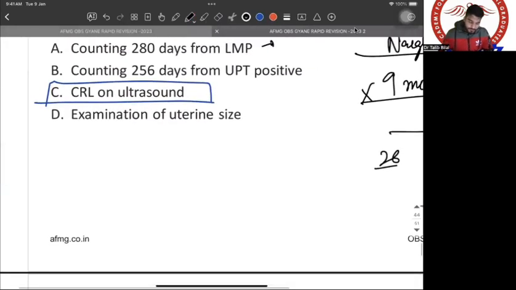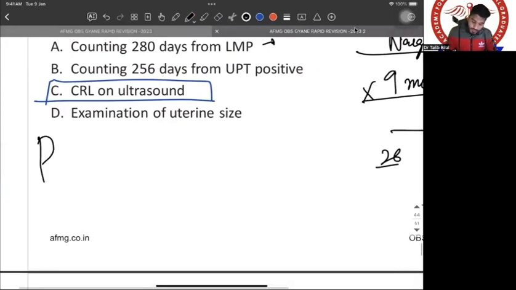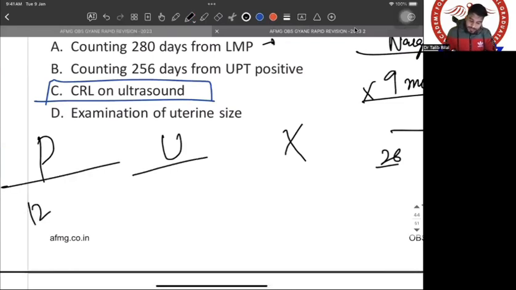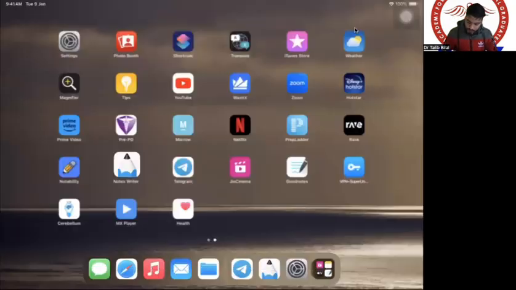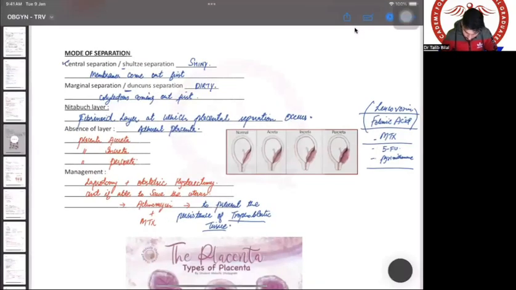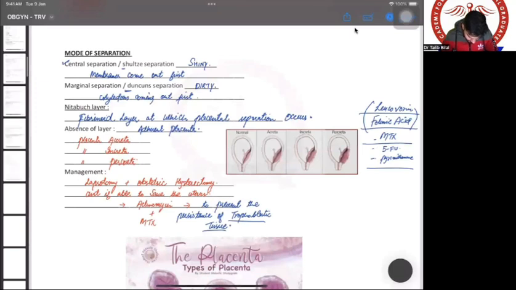Then, guys, fundal height, remember mainly PUX. Pubic symphysis at 12 weeks, umbilicus at 24 weeks, xiphisternum at 36 weeks. If it is the lower border of umbilicus, that is 20 weeks, guys. It's 20 weeks. Let me show you that also. That is very important as well.